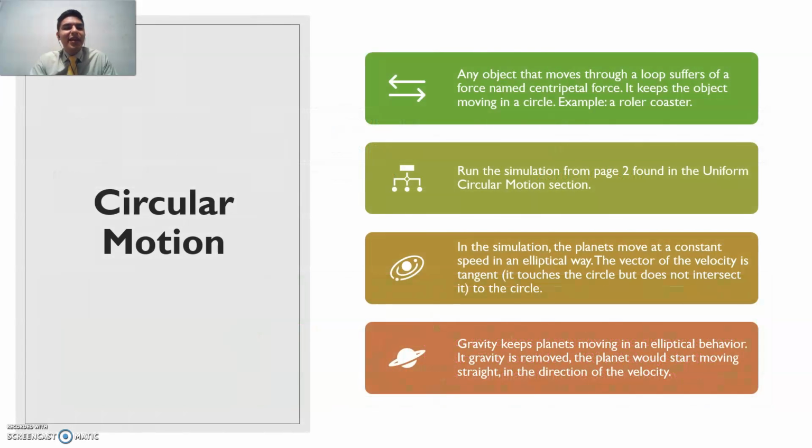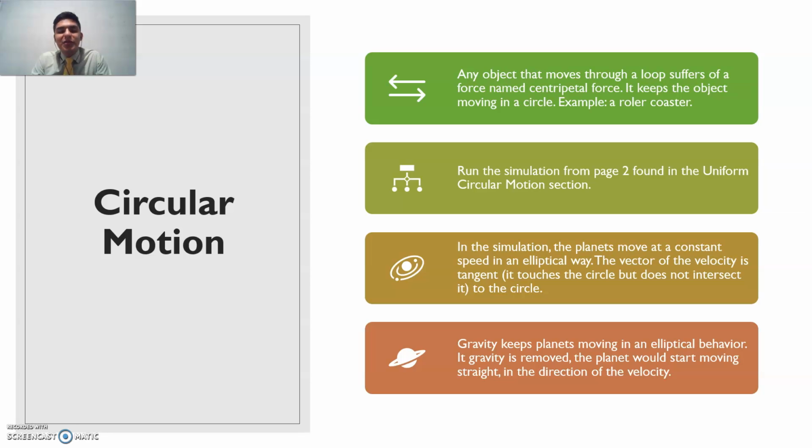So let's continue, and we have circular motion right now. And when we talk about circular motion, there are 4 main things that we need to take into consideration. For the first one, any object that moves through a loop experiences a force named centripetal force. It keeps the object moving in a circle.